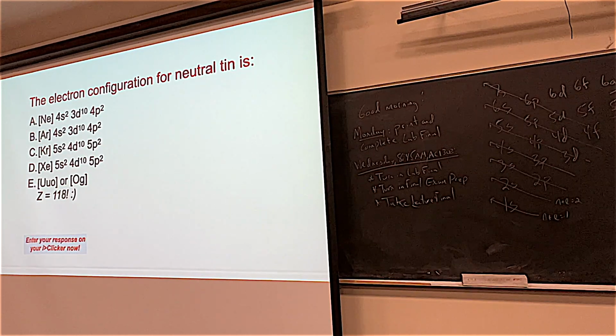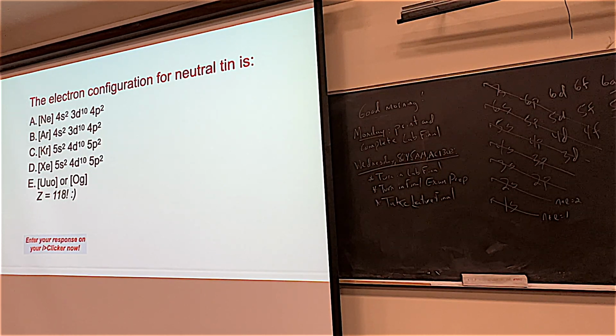So tin is in the p block, and it's in the 5th period. So tin is going to have 5p electrons. Indium would be 5p1, it's the first column. Tin would be 5p2, antimony 5p3, etc. So of these choices, we at least know it's going to be C or D. It's a p block, and tin is in the 5th period, so it's going to have 5p electrons on the outside. Between the two 5p's, you can see it's krypton or xenon.